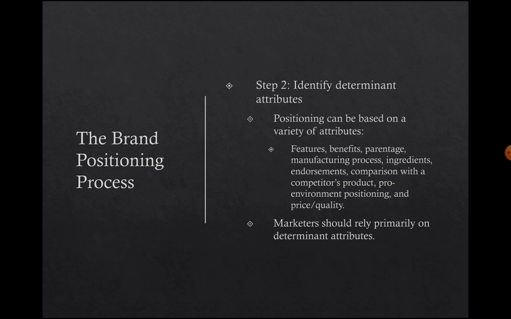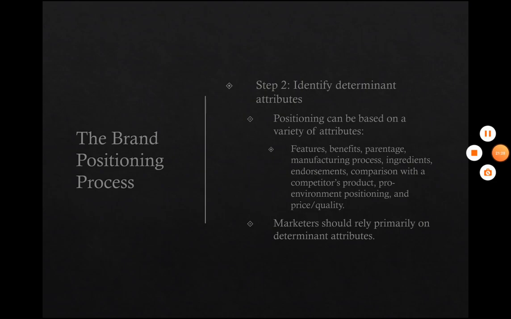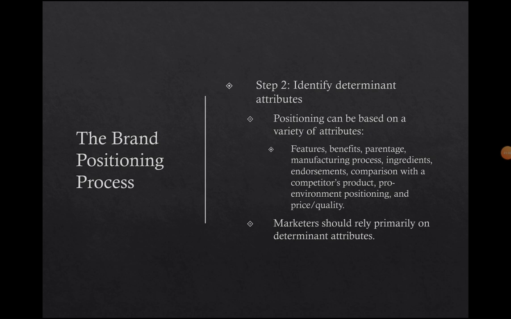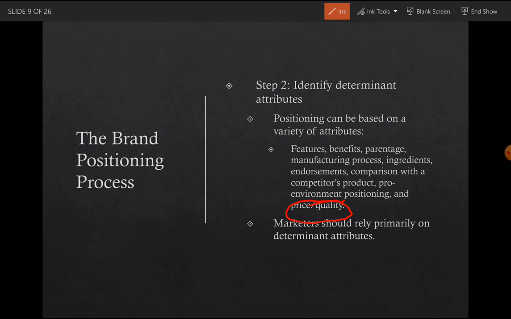The second step is to identify the determinant attributes, the attributes that generally the products have, right? For example, in our case, it was the price and the quality, which is just over here. Whether the product is economical, or how it is quality-wise; other attributes may be the benefits and features, parentage, manufacturing process, ingredients, endorsements. You can compare any of the products and do the perceptual mapping of any product using any of the attributes.